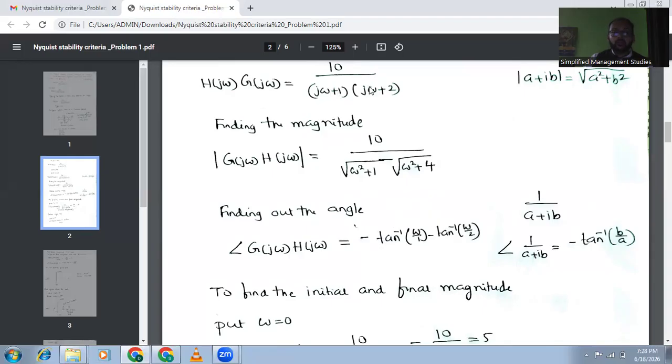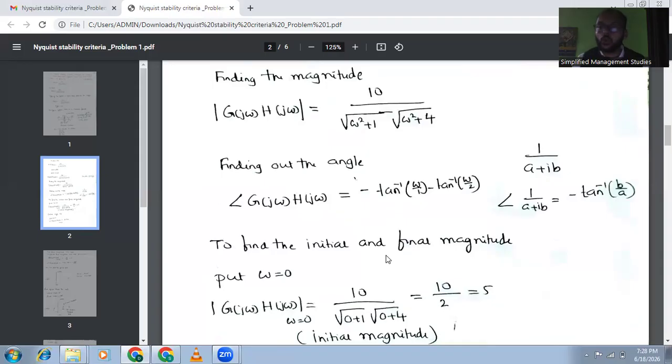So we computed both the magnitude and phase angle. Then you will put omega equal to 0 and calculate the magnitude, then omega equal to infinity and calculate the magnitude. Kindly read the procedures of doing the Nyquist plot. I have already explained it in the PPT presentation in the previous session, so kindly refer to the video. The video link is available in the description box.